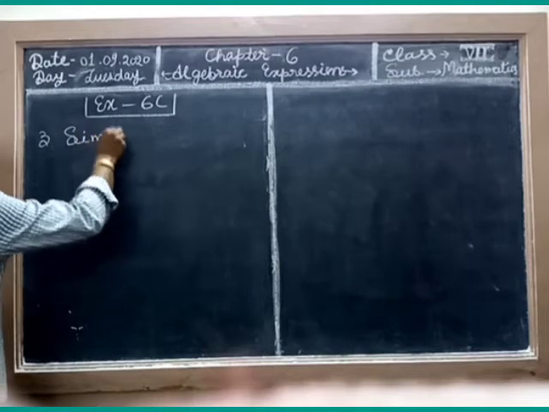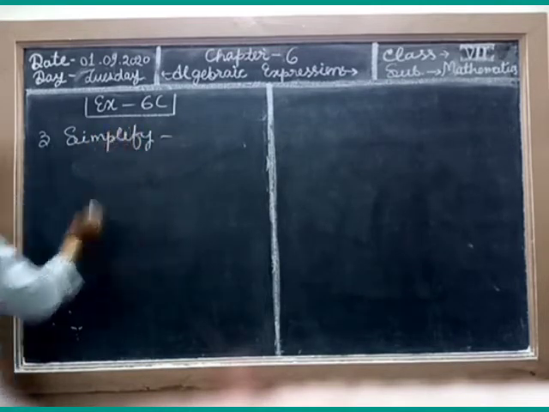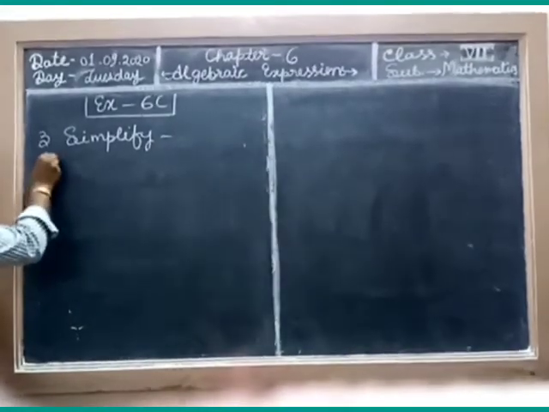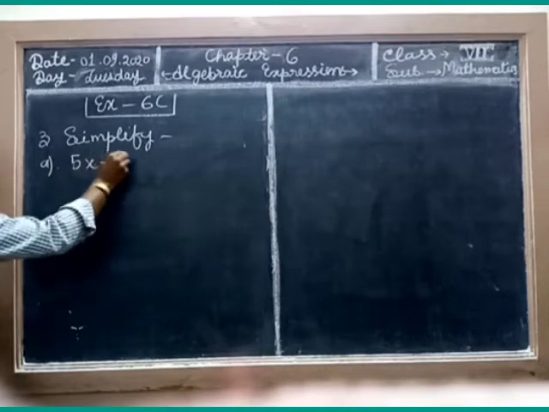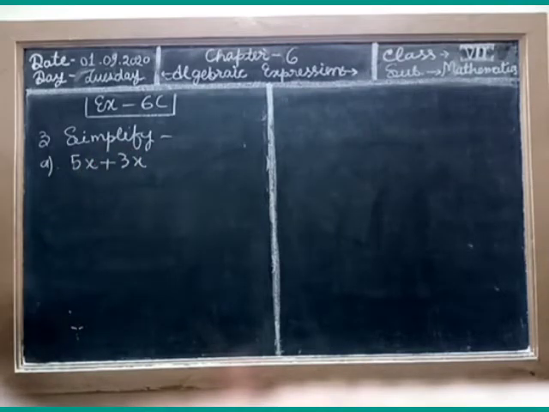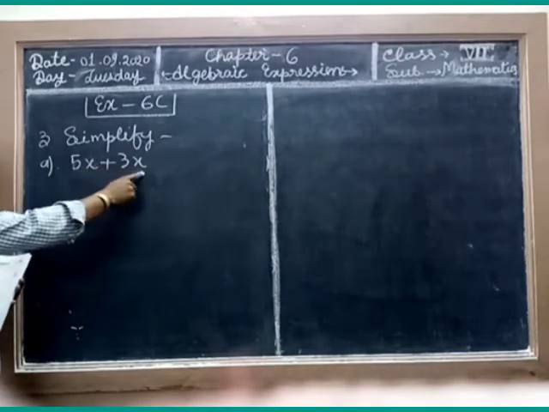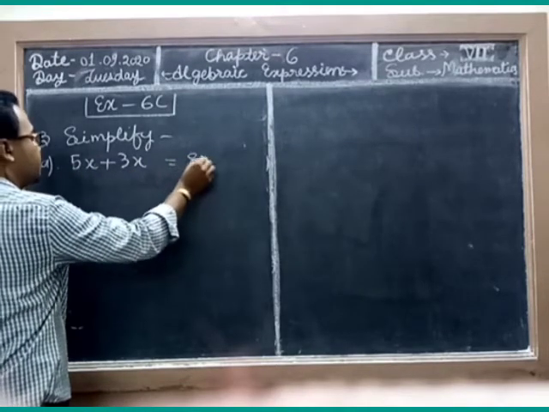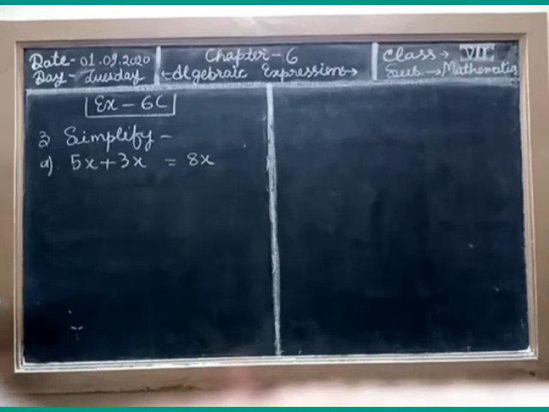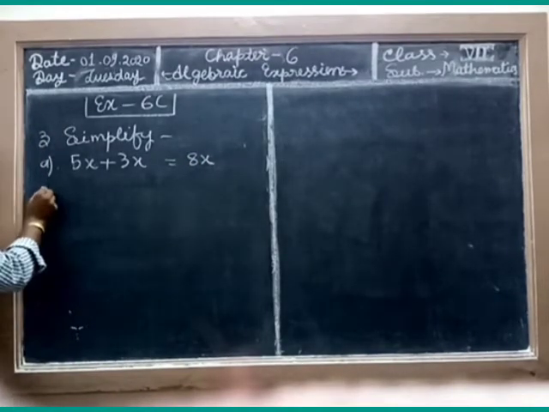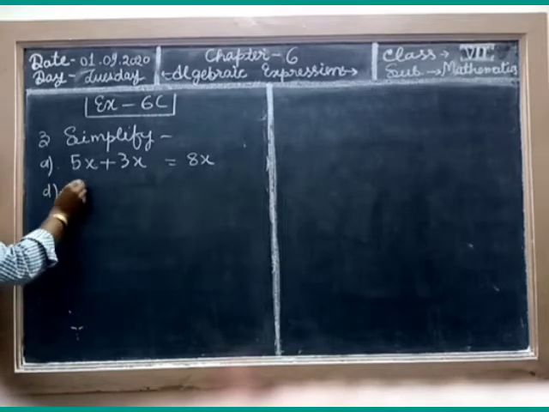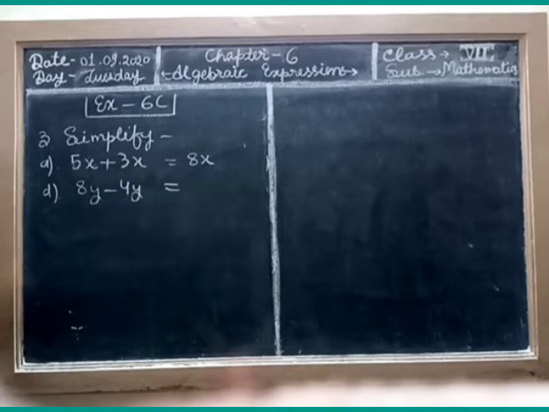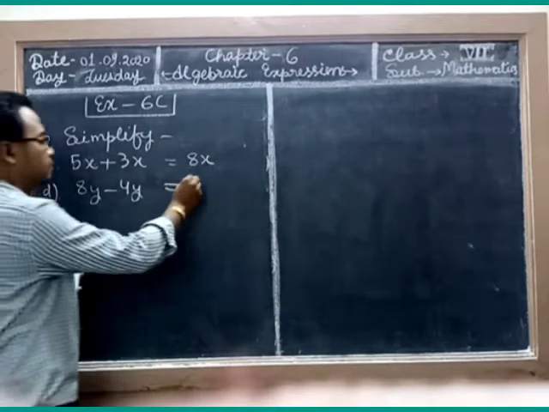Simplify. A part is 5x plus 3x. So they are like terms, both are containing x as variable. So 5x plus 3x, that is 8x. Clear? Now b part, 8y minus 4y. So again like terms. So 8y minus 4y, that is 4y.